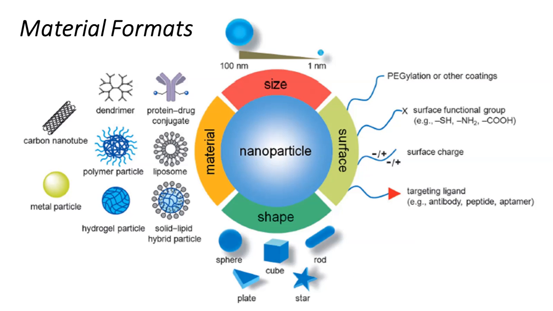Again, some of the material formats. There are a variety of material formats. You can encapsulate different hydrophobic drugs using carbon nanotubes, using dendrimers, polymer particles, metal particles such as gold, particularly for diagnostics, hydrogel particles, solid lipid hybrid particles. Liposomes are extremely popular, probably one of the most popular ones, and even protein drug conjugates. Again, the size range of some of these nanoparticles is from 1 nanometer to 100 nanometers.